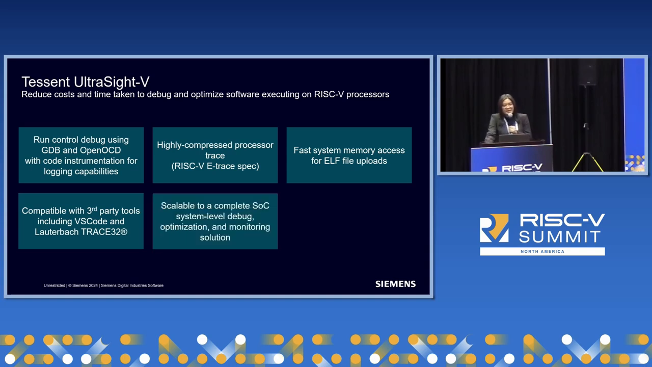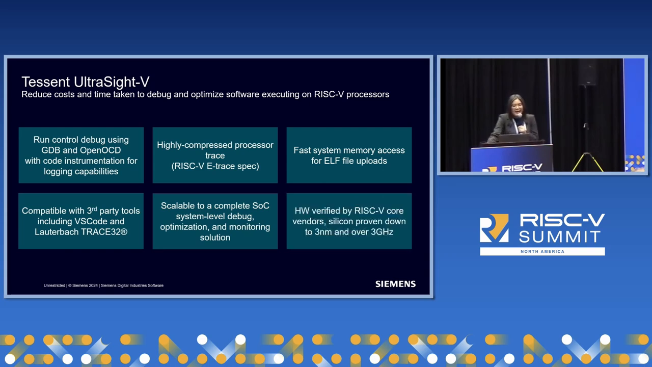I mentioned that UltraSight-V is a RISC-V debug and trace solution, but I should also say that these hardware and software components in UltraSight-V are actually scalable. There are hooks in there that you can add so that you can scale the solution to a complete system-level debug, a system-level optimization and monitoring solution as well. And the hardware in Tessent UltraSight-V has been verified by RISC-V core vendors. It is also silicon proven down to 3 nanometer, over 3 gigahertz.